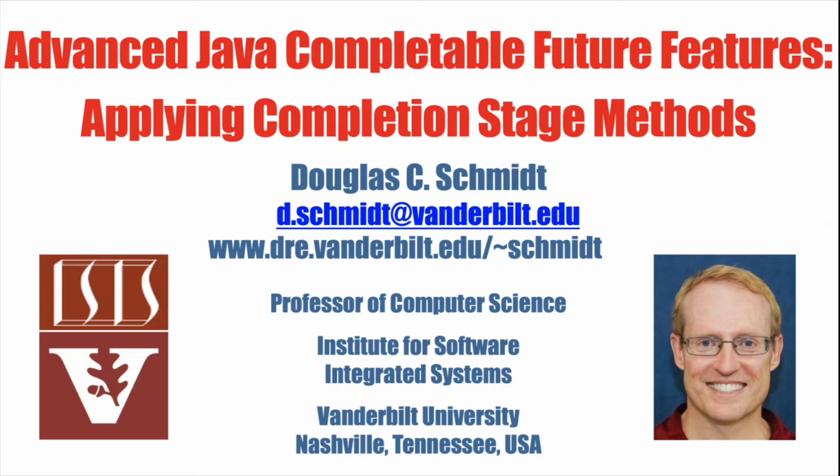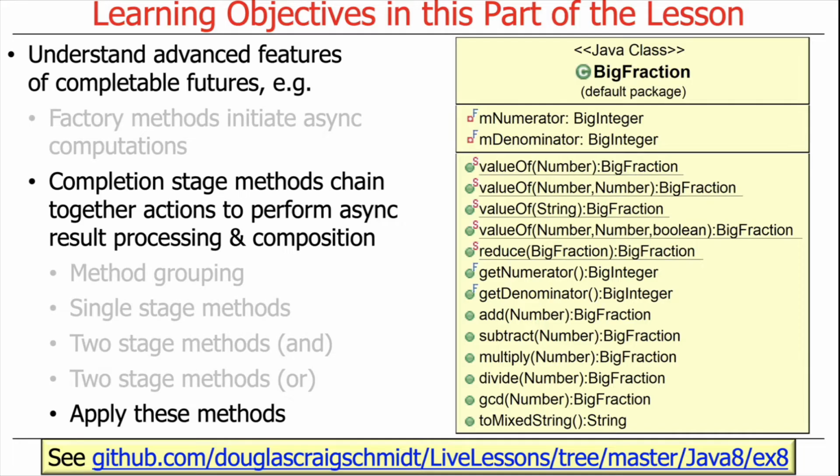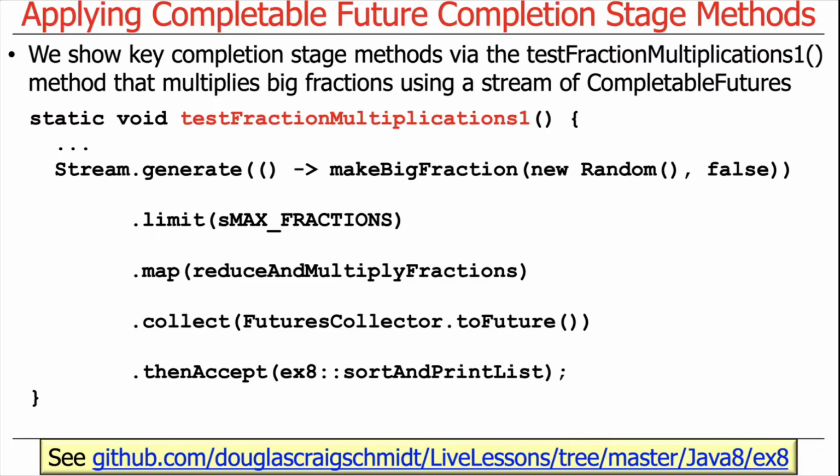So we're going to continue our discussion today talking about advanced Java CompletableFuture features. And now we're going to show how to apply CompletionStage methods in a bit more comprehensive tutorial. Up to this point, we've been talking about each of the different features in isolation, showing small examples. Now we're going to put them all together and show how to apply these methods in context.